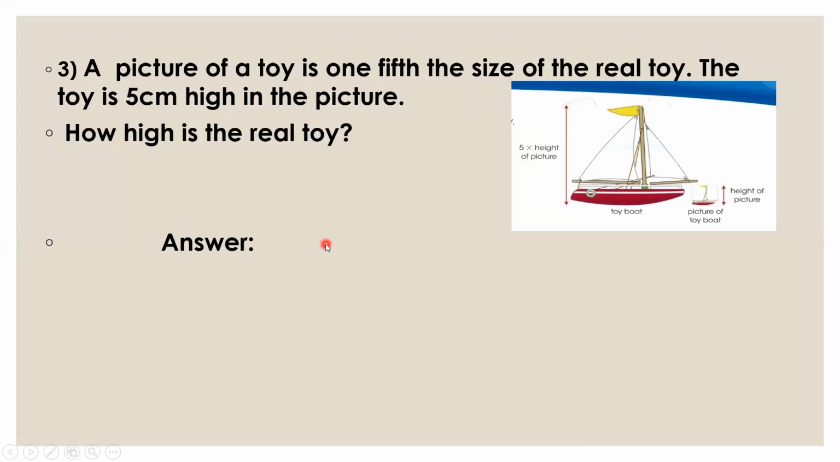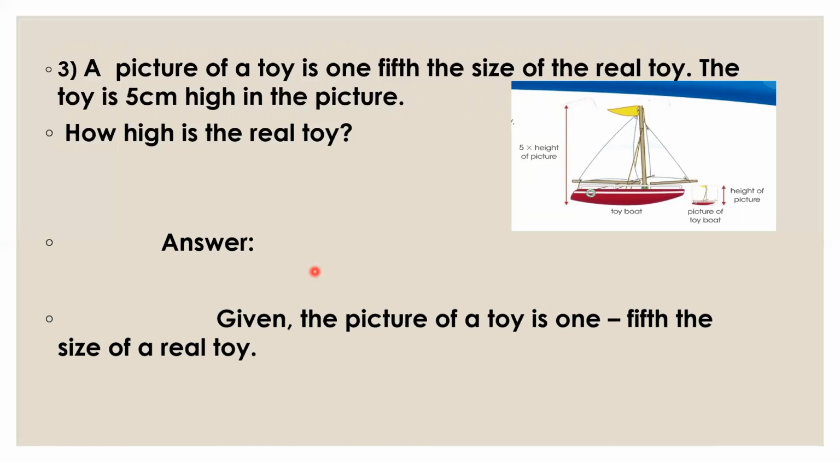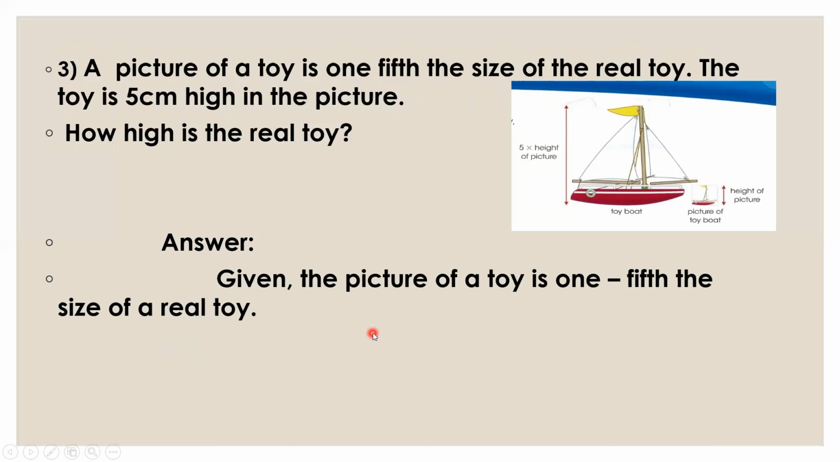So we will be starting with the given details. Given the picture of a toy is 1/5 the size of a real toy. Also, they have given the toy is 5 centimeter high in the picture. Actually, the real toy is a large one. The picture is only just 1/5 of the size. And they also mentioned the toy is 5 centimeter high in the picture. So 1/5, the size is given, and the toy is 5 centimeter high in the picture. So 1/5 and 5. So that is our relation or the hint we get from this question.